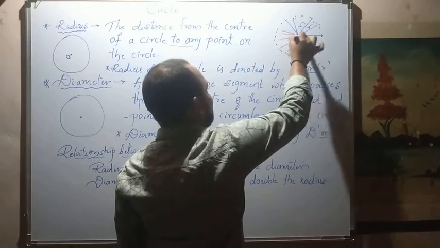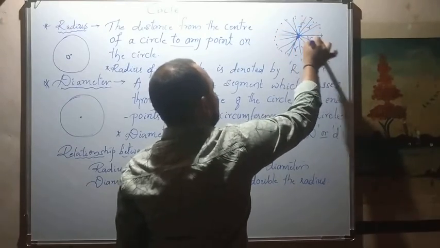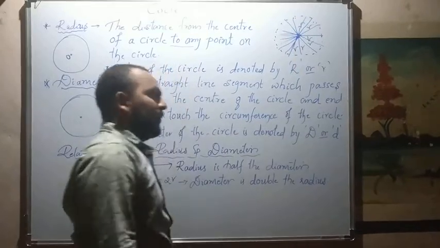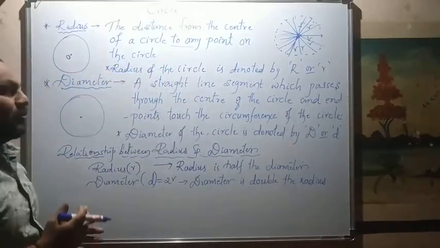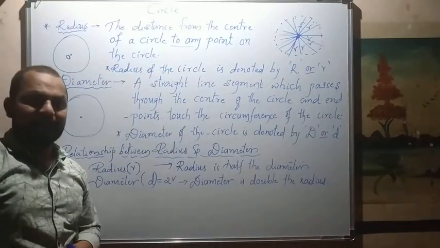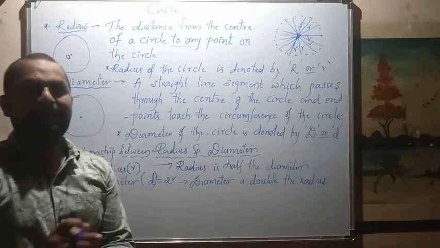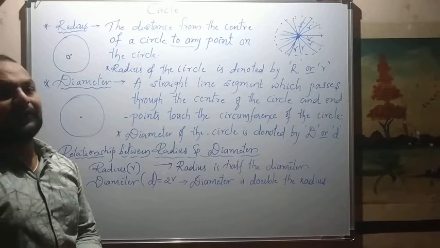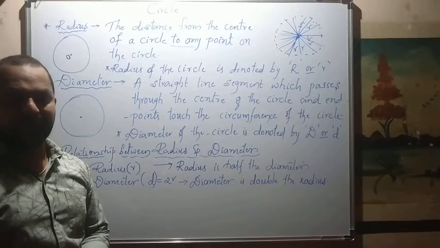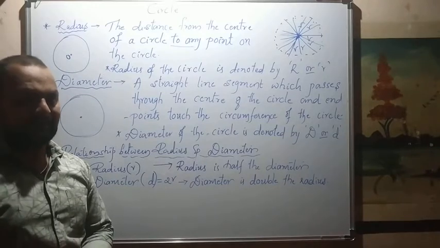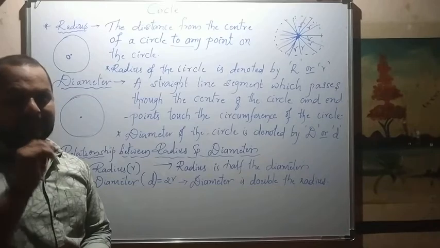Okay, then the total number of radiuses. How many radiuses are in one circle? The infinite number of radiuses in one circle.